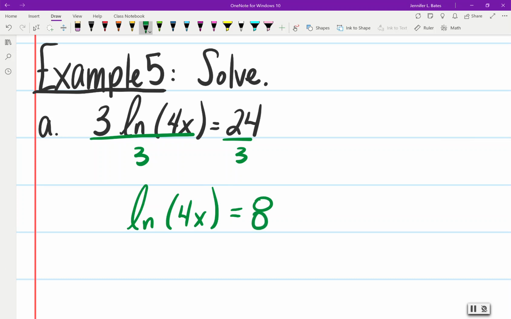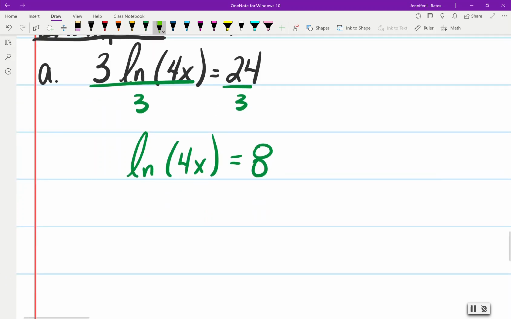The x is still trapped. Does anybody have an idea? How could I untrap the x? How could I get rid of the log part? I'm not going to use one of the properties, but maybe I should. Can't divide it. So how can I move away from the log and into something else? Any ideas? Maybe switch forms? Okay, so let's go ahead and switch forms.